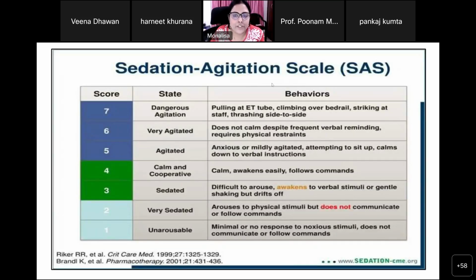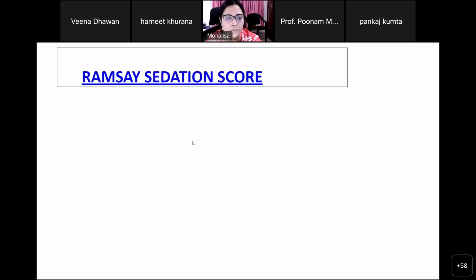Similarly, we have the Sedation Agitation Scale also, with 1 being unarousable and 7 being dangerously agitated. Again, we target somewhere around 3 to 4 here, so that the patient is calm, cooperative, and lightly sedated. These are the scales you need to use in your ICU to titrate your sedation, tailor-made according to your patient, because you can't use the same sedation level for all your patients. So you need to titrate it on the basis of these scales.